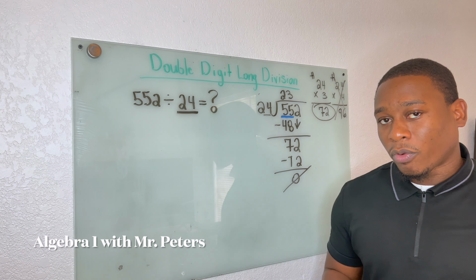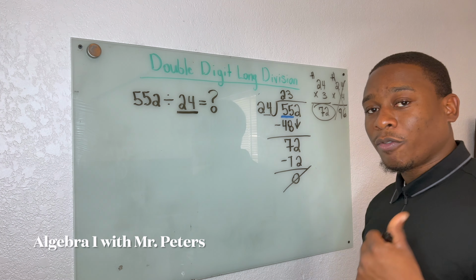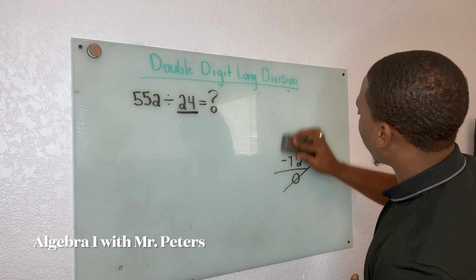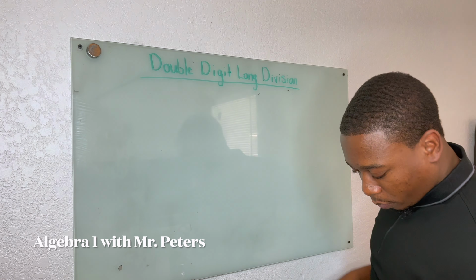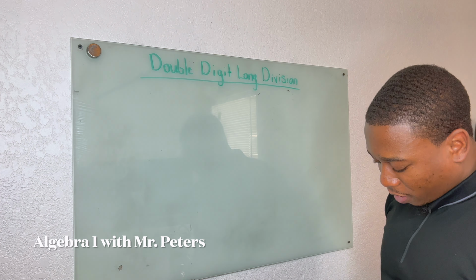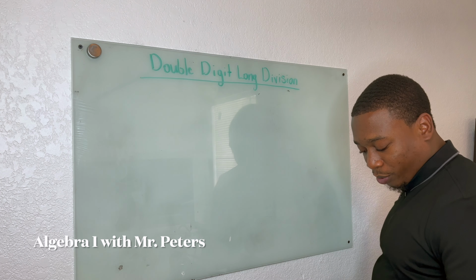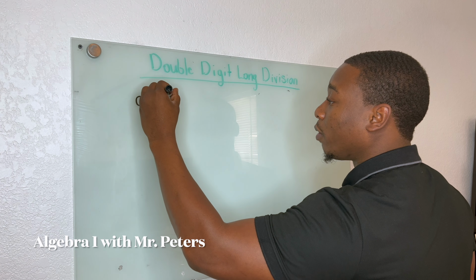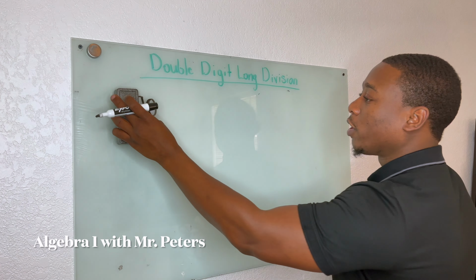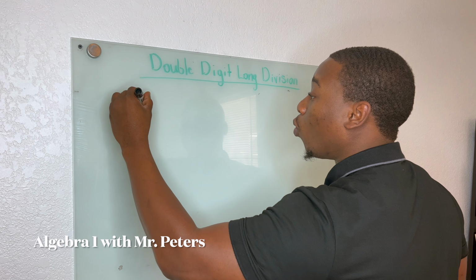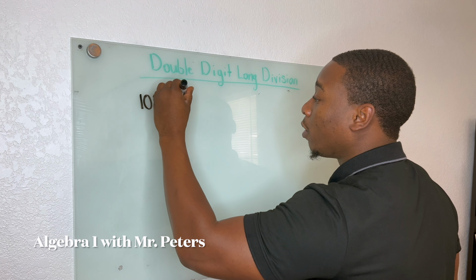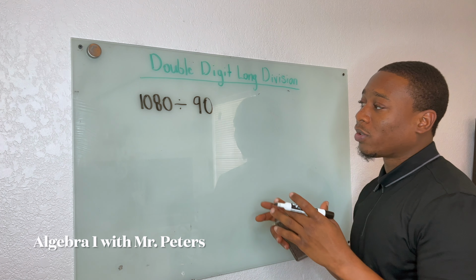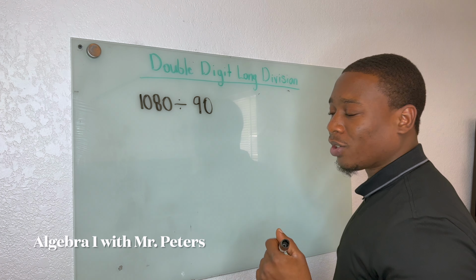What we're going to do is go over another problem and break it down for you, okay? All right, so in our second problem, I'm going to show you a different one. So now we have 90. Oops, I'm sorry. Let's fix that. We have 1080 divided by 90. So luckily for us, these numbers end with a 0, so it makes it a little bit easier, okay?